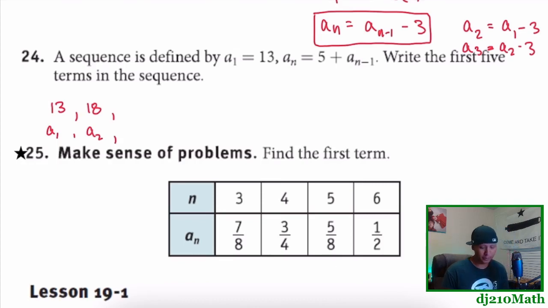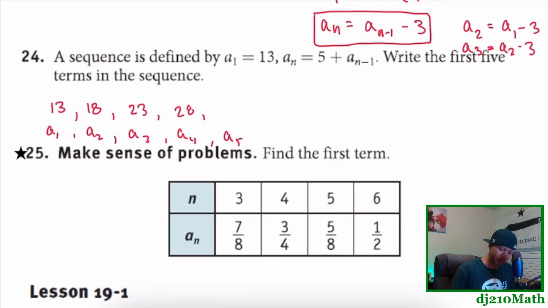Let's do a couple more. Well, we have to do the first 5. So then a sub 3 would be 18 plus 5, so 23. A sub 4 would be 28. And then a sub 5 would be 33. All right, so these are the first 5 terms in the sequence defined by this criteria: a sub 1 being 13, and a sub n being 5 plus the previous term, a sub n minus 1.